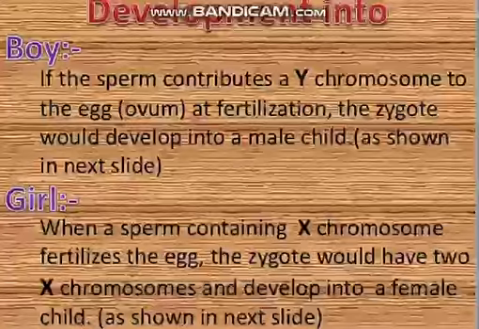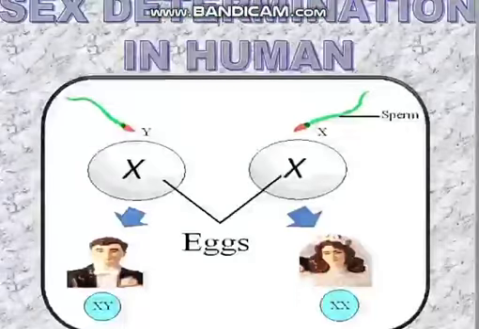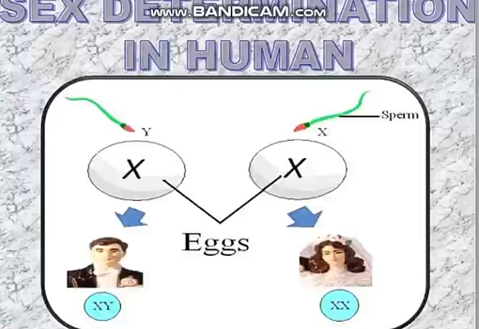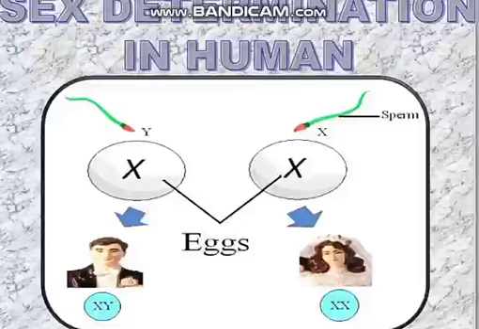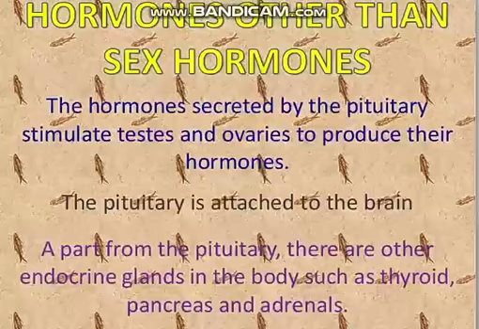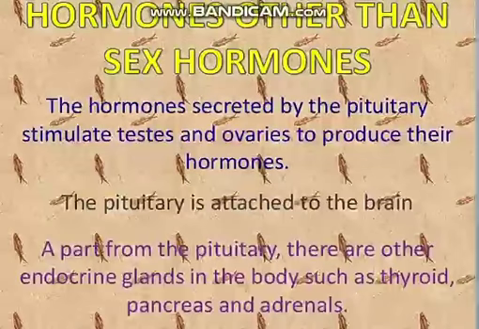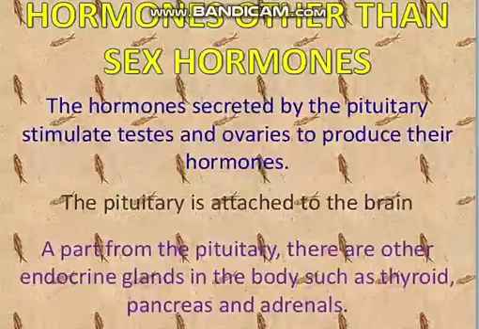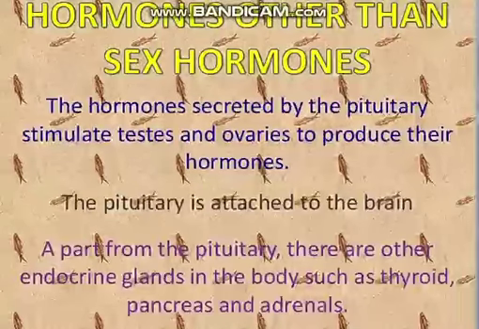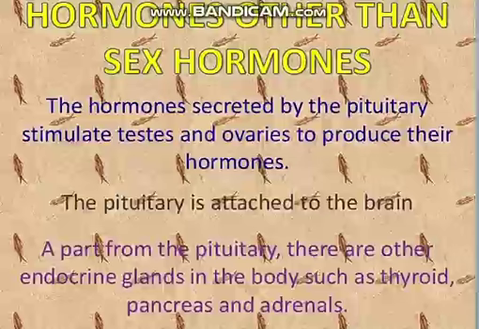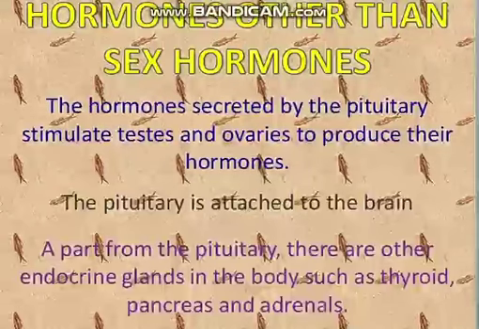Now after that we have to discuss the role of other hormones. Along with the sex hormones, some other hormones are also there. Other hormones are secreted by different glands, and the activities of all endocrine glands are controlled by the pituitary gland. So that's why the pituitary gland is known as the master gland.